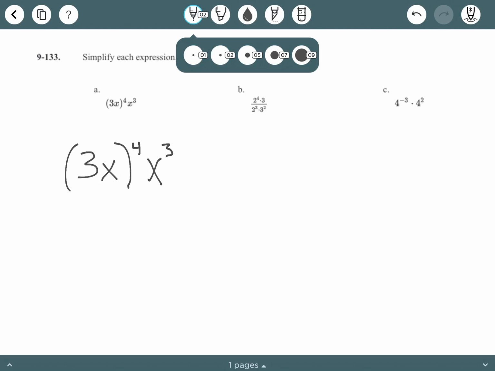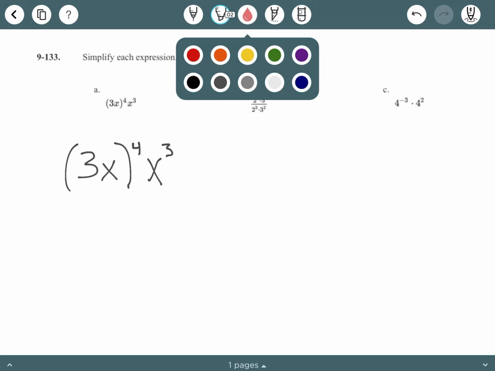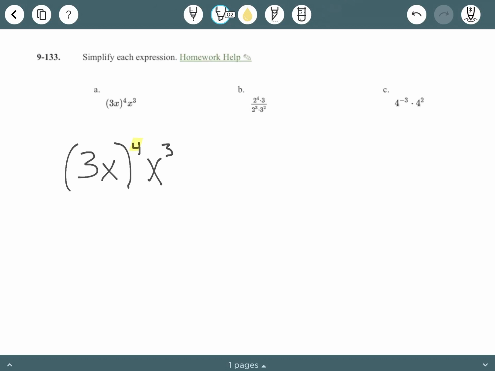So in this case, you can see I have this 4 outside of my parentheses, and that 4 is going to distribute to each term inside of my parentheses. So what we have here is 3 to the 1st power, x to the 1st power, right? Because even though the powers aren't written in as 1, it is implied or assumed that it's just to the 1st power. So we have to distribute that 4 to our 3 and our x.